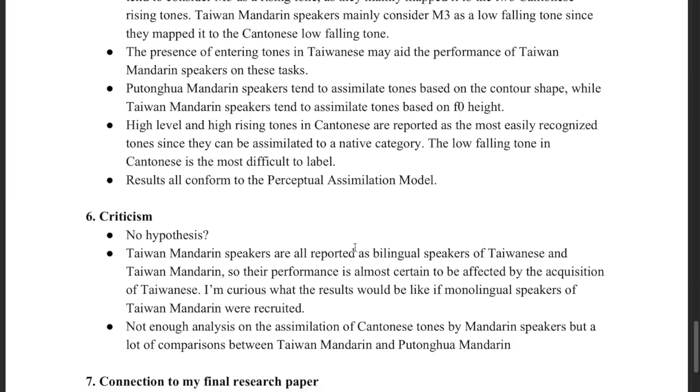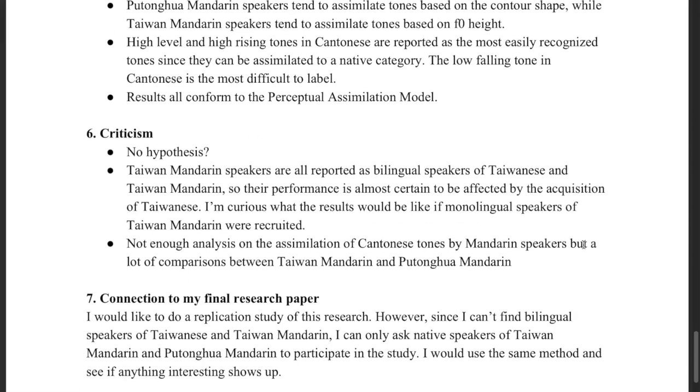Some criticism I have with this paper, the first one is that I didn't see the hypothesis for the study. I'm not sure if the author forgot to include it or what, but I don't see a hypothesis. The second one is that I'm not sure the selection of the participants is the best, because Taiwan Mandarin speakers are all reported as bilingual speakers of Taiwanese and Taiwan Mandarin. So I feel like their performance is almost certain to be affected by the acquisition of Taiwanese, which is kind of biased in this study. I'm curious what the results would be like if monolingual speakers of Taiwan Mandarin were recruited.